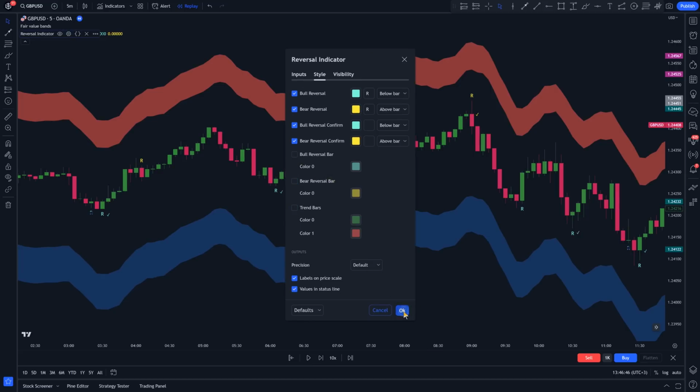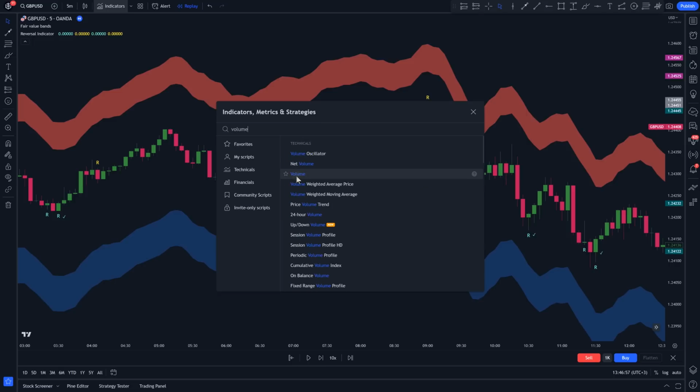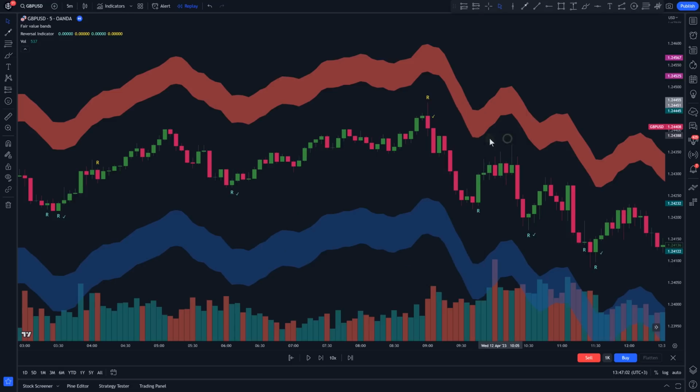Now, the last indicator that we need to complete this strategy is the volume indicator. This one under Technicals. Then we're gonna change some settings.